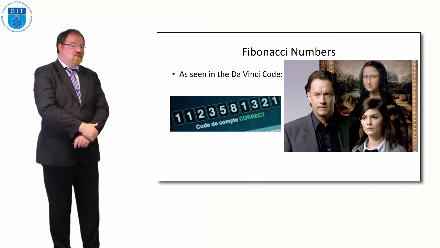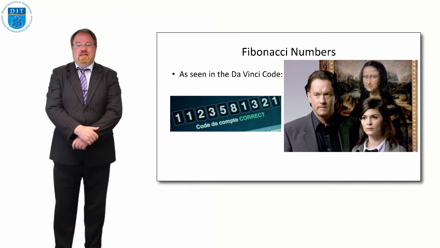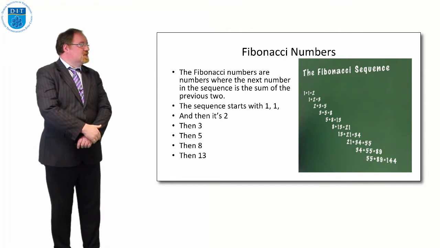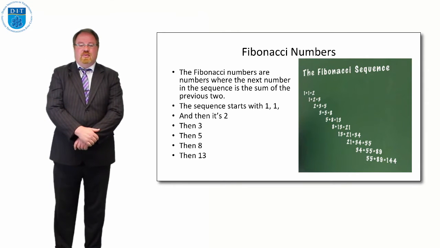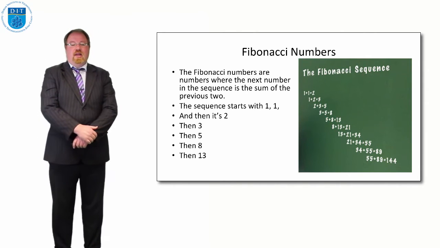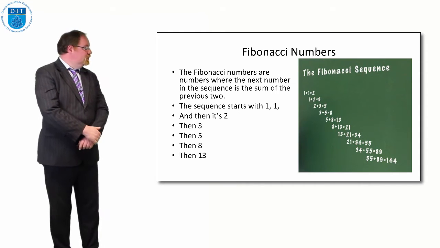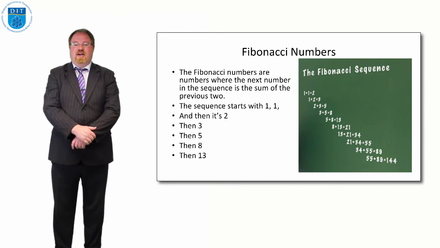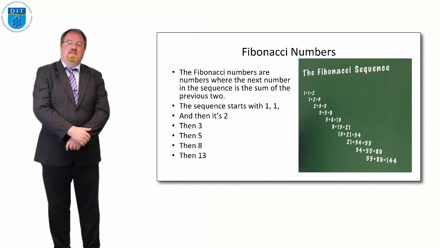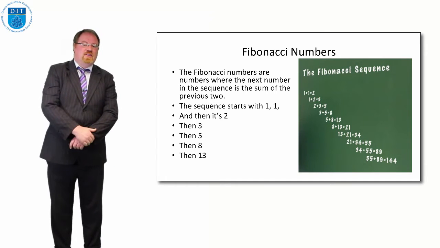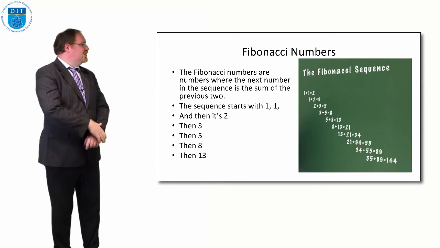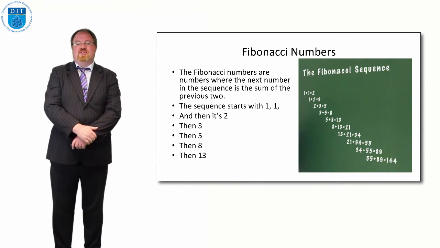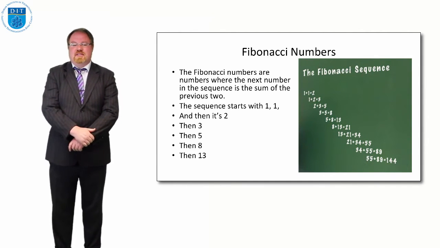And the Fibonacci sequence simply is that each number in the sequence is the sum of the previous two numbers. So you start off with 1 and 1, and then 1 plus 1 is 2, so it's 1 and 2. 1 plus 2 is 3, so 2 and 3 is 5, 3 and 5 is 8, 5 and 8 is 13, 8 and 13 is 21, 13 and 21 is 34, 21 and 34 is 55, and so on and so forth. So each number is the sum of the previous two numbers in the sequence.